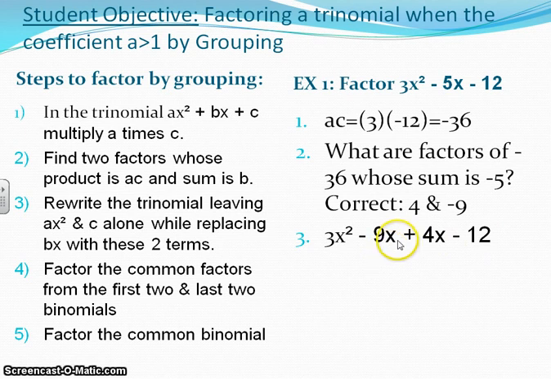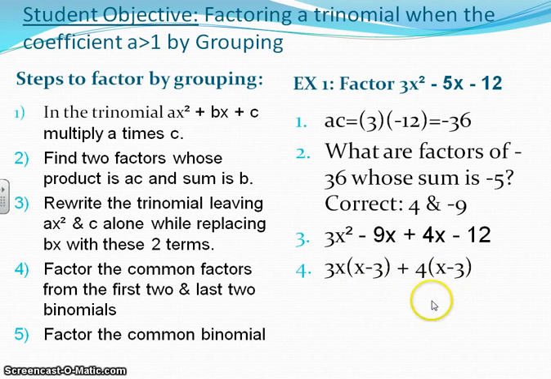Step 4. We now take a look at the front binomial and find a GCF. Then we take a look at the back binomial and take out its GCF. In the front, the GCF would be what? Correct, 3x, leaving us an x minus 3. In the back, we can take out a 4, leaving us with another x minus 3. Generally, we know that we are correct when we get this binomial to be the same as that. Why? Because that will help us with step 5.